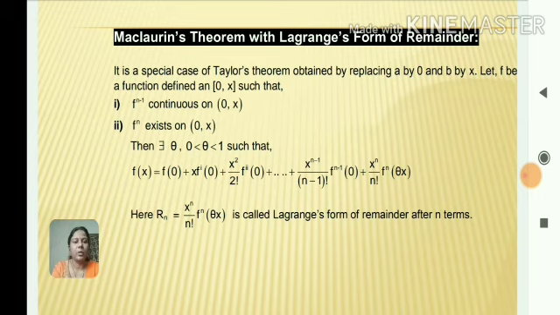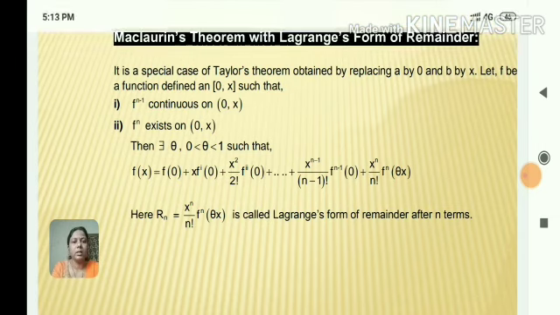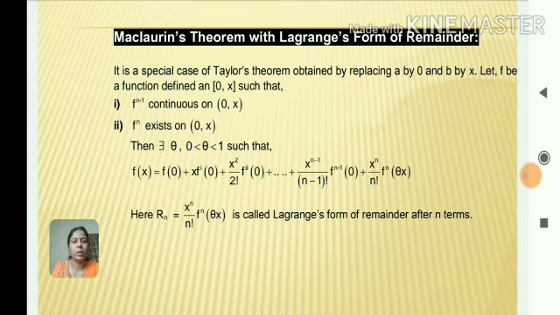f(x) is equal to f(0) + x f'(0) + x squared upon 2 factorial f''(0), and so on, x raised to n-1 upon (n-1) factorial f^(n-1)(0), plus x raised to n upon n factorial f^(n)(theta x). Here Rn is equal to x raised to n upon n factorial f^(n)(theta x). This is called Lagrange's form of remainder after n terms.